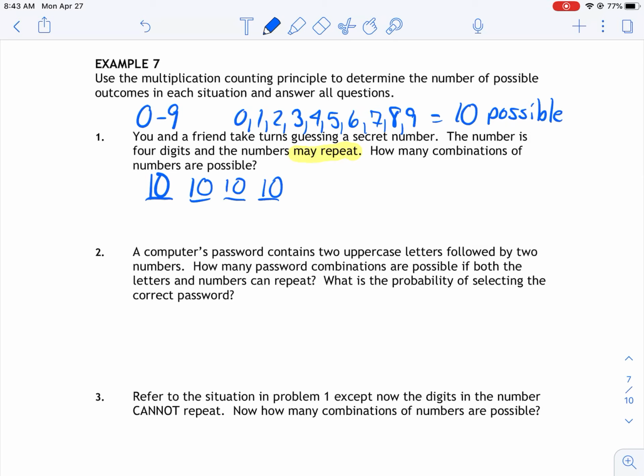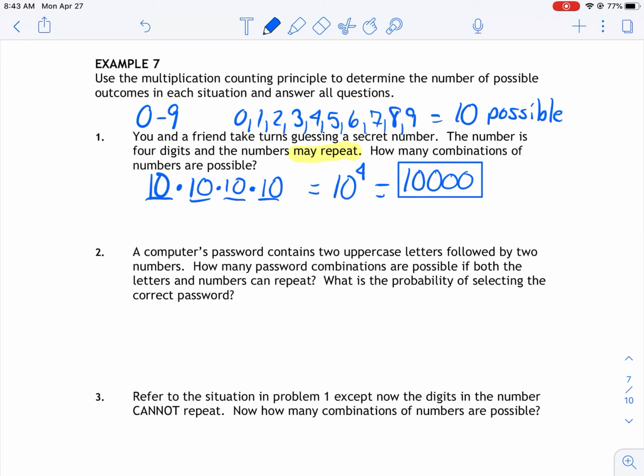Then the multiplication counting principle says I can multiply the possible outcomes of individual events together. So 10 times 10 times 10 times 10 becomes 10 to the 4th power, and that simplifies to 10,000.